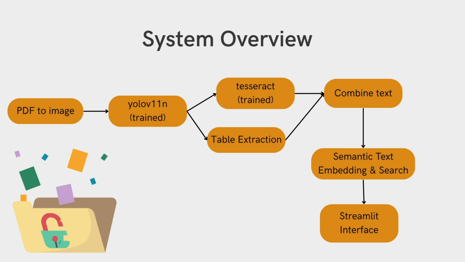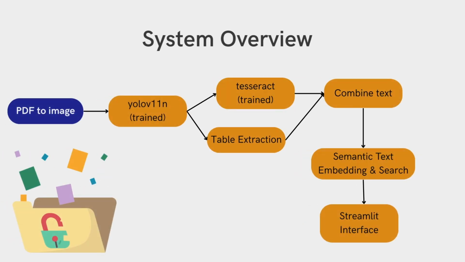We get the Thai document in PDF, so we have to change the PDF pages to images. Then we use YOLO to find the text areas, and then we crop that text area. If it is text, we send it to Tesseract to read the text. If the page has tables, we extract them too, and then we combine the text and turn it into embeddings for smart searching, and then the user can use all of this through a seamless interface.